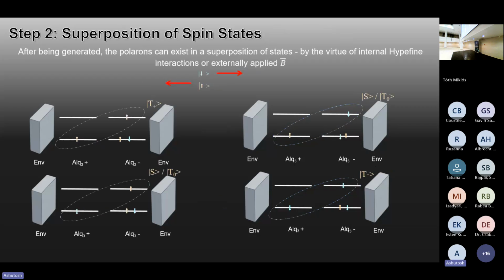So now what happens once we have both polarons: the unpaired electrons in both polarons can exist in a superposition of states. This can be either up up, up down, or down down. And they exist in it while interacting with the internal hyperfine fields, as well as with the externally applied magnetic fields, which is changing their spin state. So they are in superposition basically.